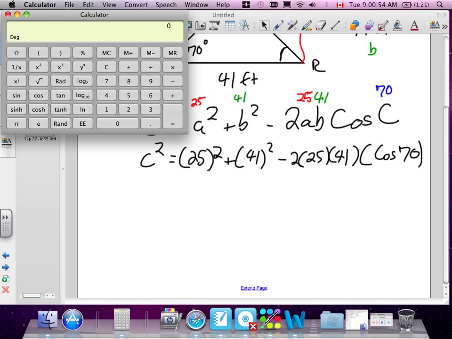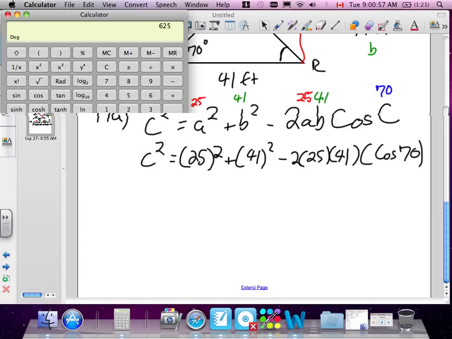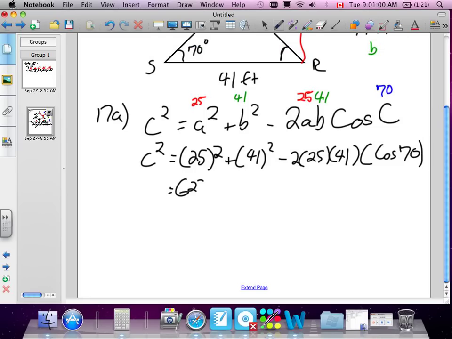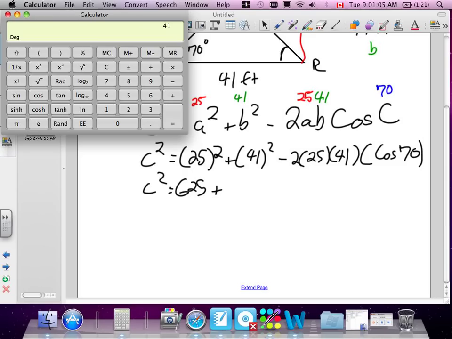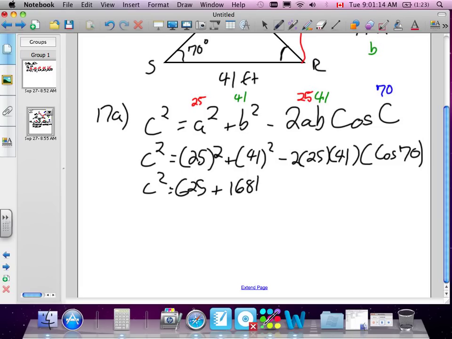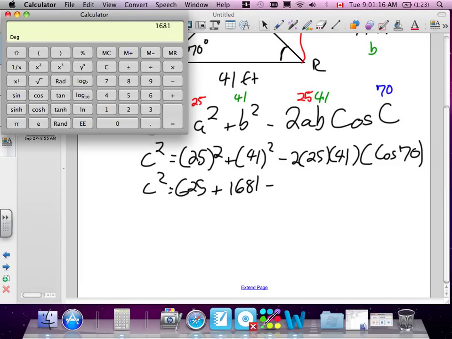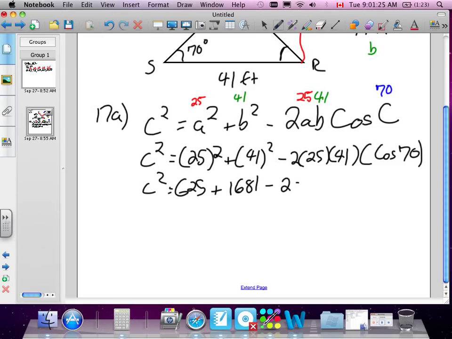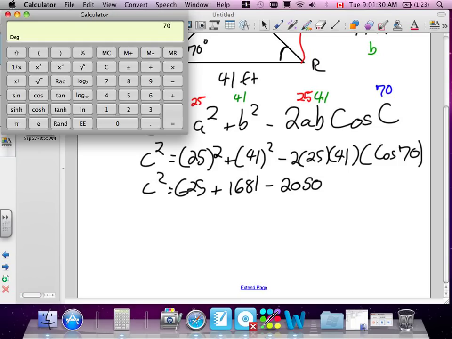25 times 25, 625, plus 41 times 41. Is that right? I guess so. 1681, minus 2 times 25 times 41, 2050. And I could also evaluate cos 70. So 70 cos, 0.342. So times 0.342.